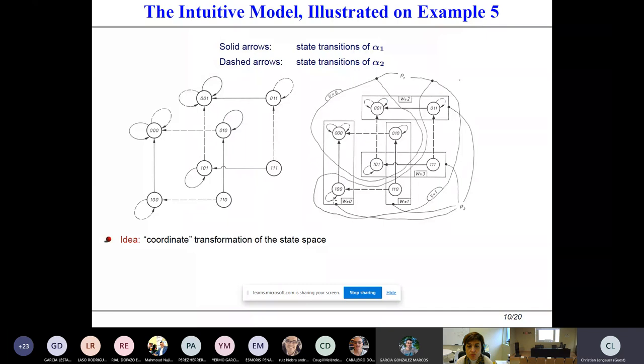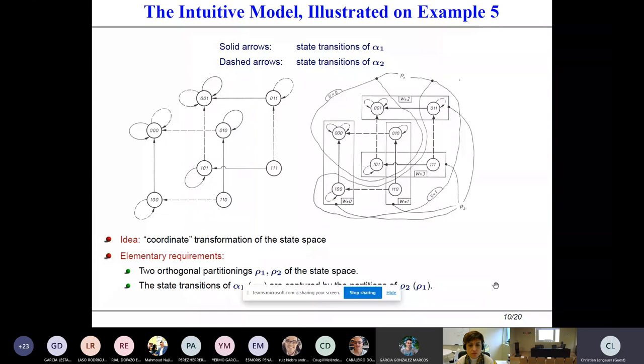Now, why these two partitions? Because the first partitioning captures all the state changes of alpha 1. Namely, you see all solid arrows remain within one partition. There are no solid arrows that connect two of these partitions. And vice versa, the two partitions of the second partitioning capture all the dashed arrows. There are only dashed arrows within one partition and no dashed arrows between the two partitions. And that's essentially the criterion. We have to find two partitionings that are orthogonal in that sense. One captures the state changes of one of the statements, the other captures the state changes of the other statement.